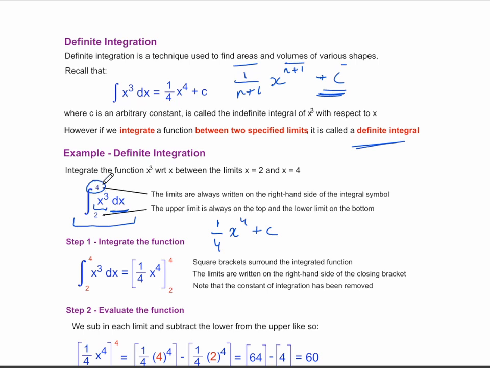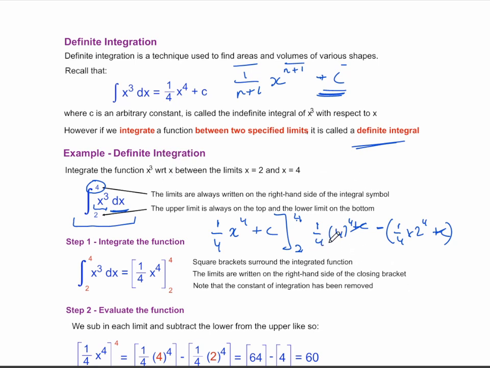What this does is you will apply these x values into your integration. Only your x values, right? So what we will do here is put the lower limit, which is 2, and upper limit, which is 4, and you will subtract the 2. So 1 over 4 times 4 power 4 plus c minus 1 over 4 times 2 power 4 plus c. And here the c's cancel out, which is why we don't really add the plus c whenever we do definite integrals. Plus c is only there for indefinite.